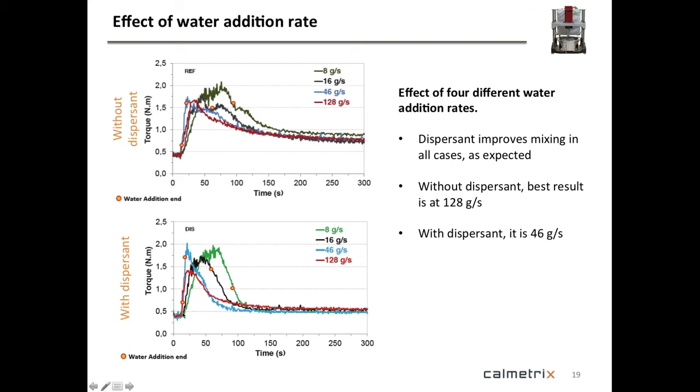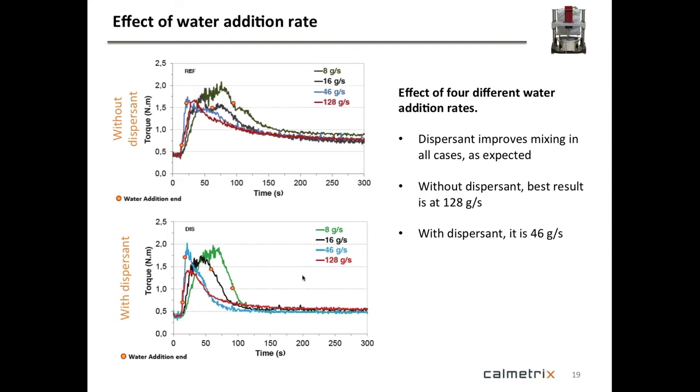With the dispersant, again, as expected, overall, these are all better. Actually, what we see here, I'm not sure I can explain why, but with this dispersant, it seems to be that the water addition rate of 46 grams per second is the best option that you have. It reaches stability the quickest, quicker than the one where you add water at a higher flow rate at 128 grams per second. You see the red is 128, the blue is 46. So in this case, the 46 grams per second would be the winner, so to speak.